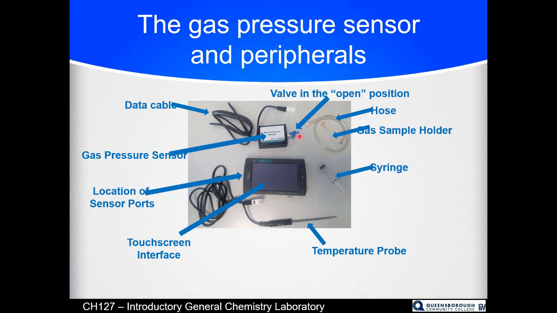With the syringe hooked onto the pressure sensor, we can change the volume of the syringe without changing the amount of air that's actually in it. We'll change the volume, but not change the number of moles of gas, by pulling back on the plunger or forcing the plunger in, and see what happens to the pressure.